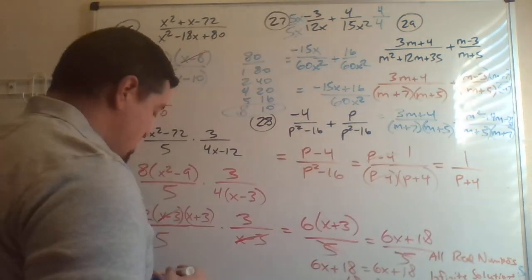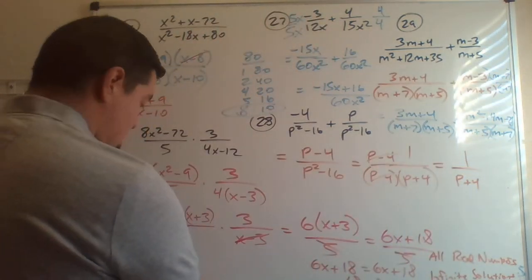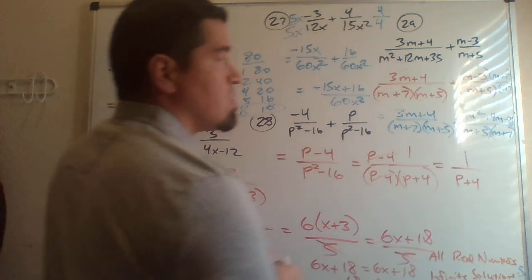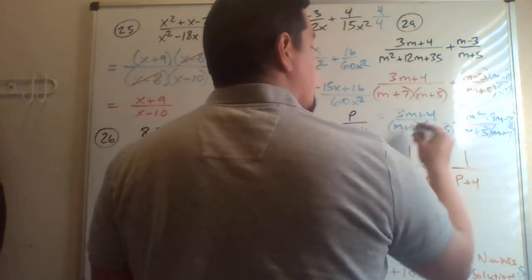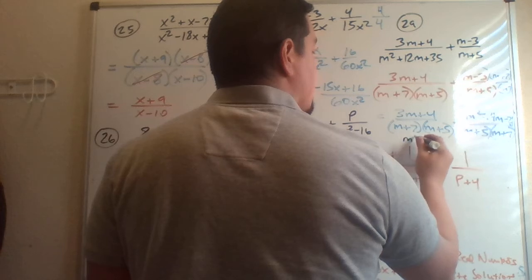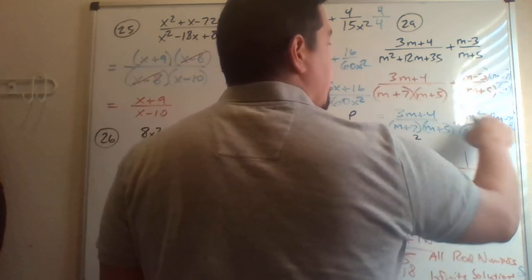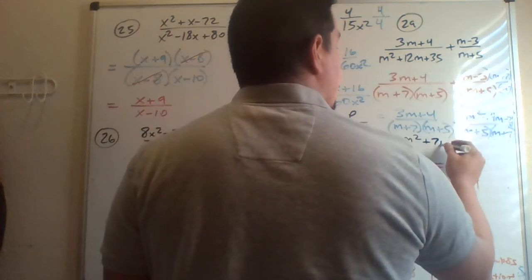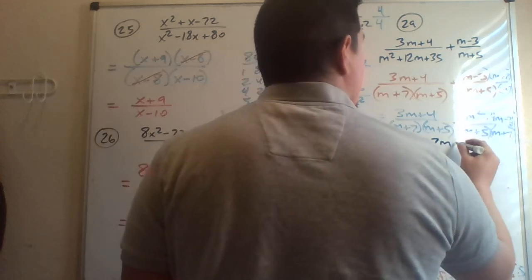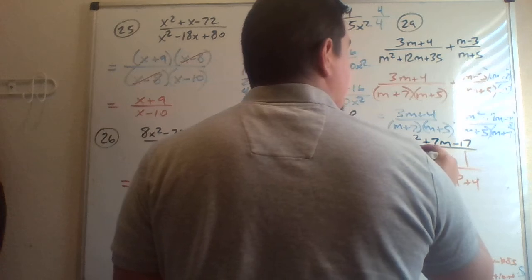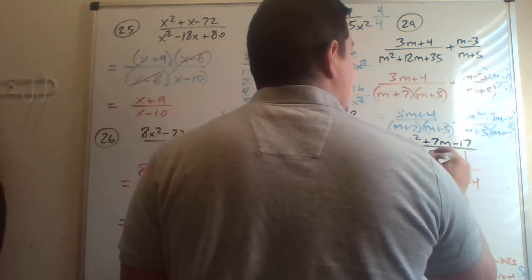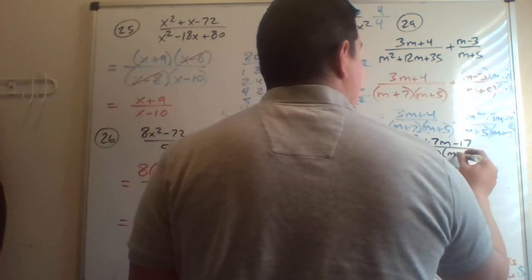Now I have common denominators. What does that mean? I can combine these into 1. So m squared, I'm going to put m squared first. 3m plus 4m, that's 7m. 4 minus 21, that's negative 17. On the bottom, you have m plus 7, then times m plus 5.